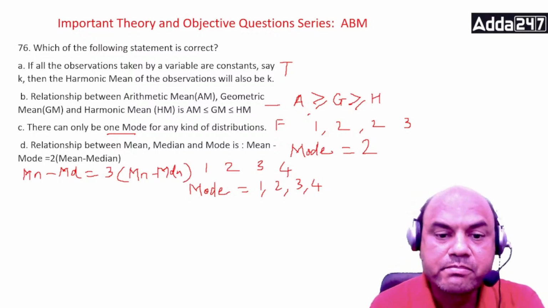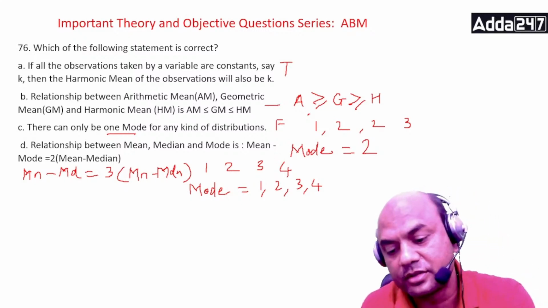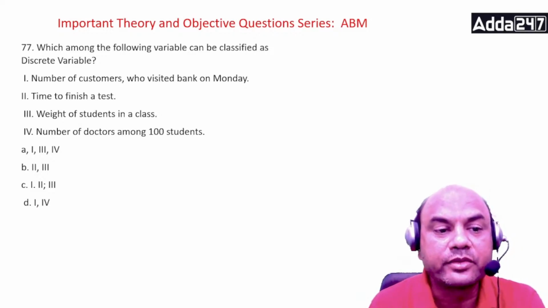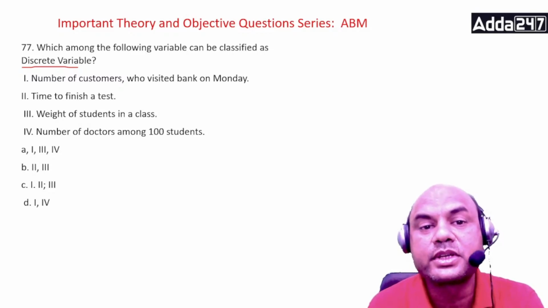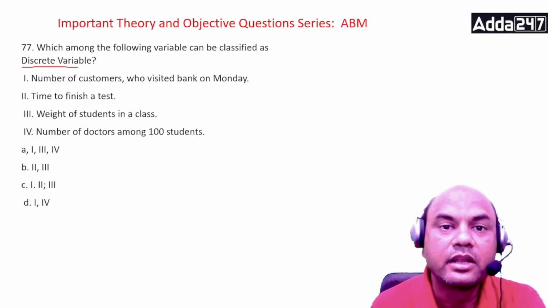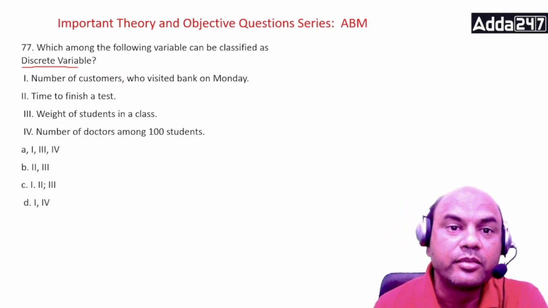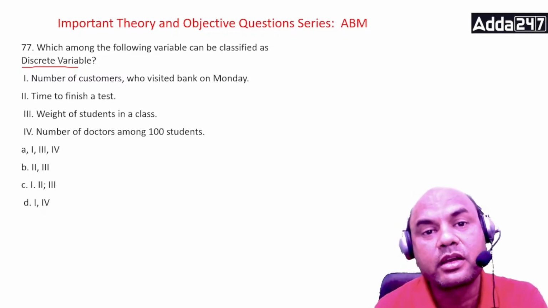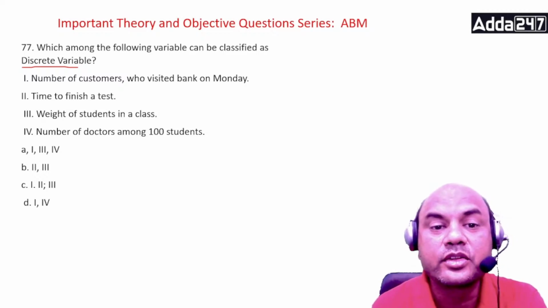Got it, everyone? Move on. Next one. This was one of the biggest case studies. Which among the following variables can be classified as a discrete variable? Discrete means it can be counted as heads. I can count 12 mangoes, so these are discrete. But I can't count 200 grains of sugar. That's a continuous variable.